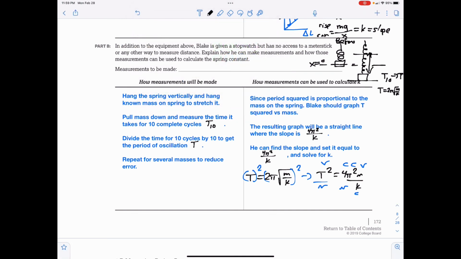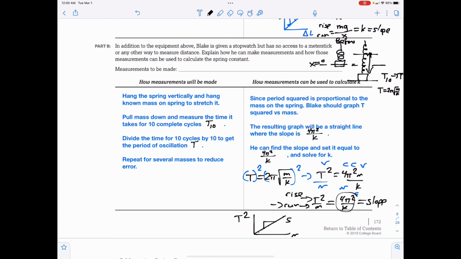All right, and if I rewrite this, I get T squared over the mass equals, and what's left over is 4 pi squared over k. But T squared is your rise, right? And mass is your run, which means this is going to be equal to the slope of your best fit line. So ultimately, you're graphing T squared on one axis, mass on the other. You're going to get that nice linear data.